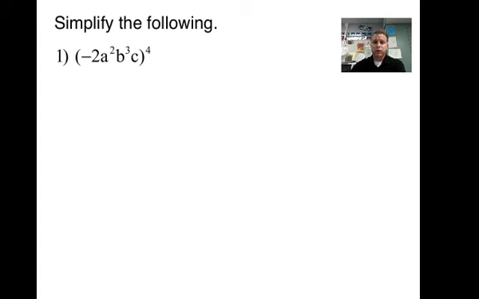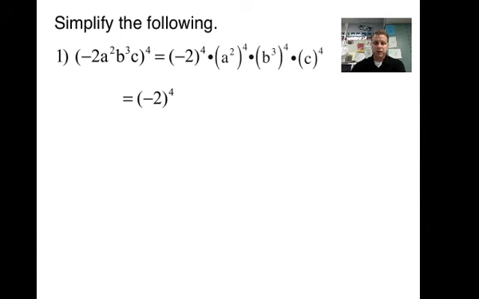Everything inside is to the 4th power, so I'm going to put negative 2 to the 4th power, a squared to the 4th power, b to the third to the 4th power, and c to the 4th power. I'm going to mess with that negative 2 to the 4th in a minute, but if the exponents are separated by parentheses, I'm going to multiply them. So I got 2 times 4, 3 times 4, and then that's 4 times 1. If you want to think of that as having a 1, that's fine. So negative 2 to the 4th power is 16, a to the 8th, b to the 12th, c to the 4th.